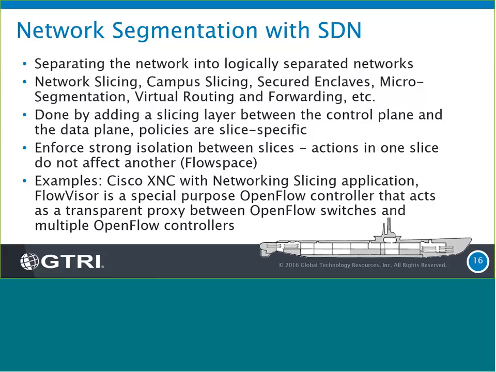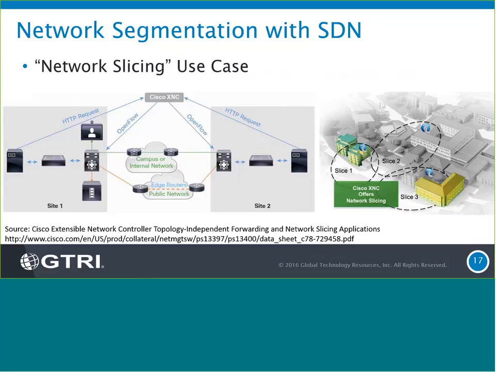Cisco's extensible network controller has a network slicing application. FlowVisor is a special purpose OpenFlow controller that can create these types of functions as well. Many SDN systems have the ability to create these logical slices. Here is another picture showing an XNC creating these different slices, or you can think of a campus being sliced. I don't want the history department to talk to the engineering department, or I want to separate them.